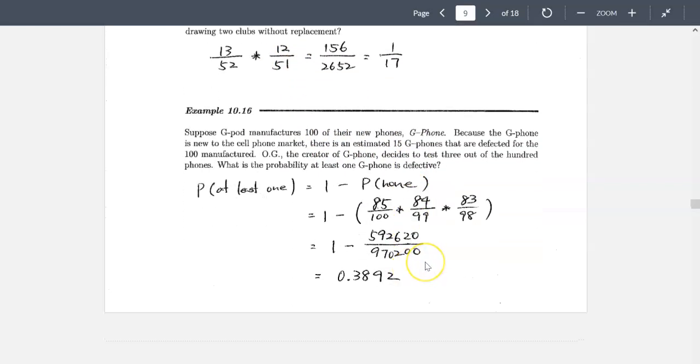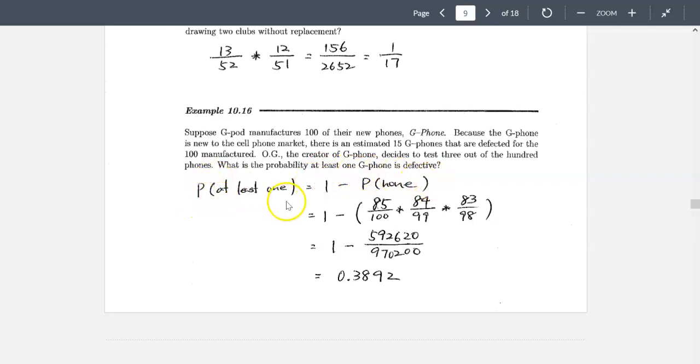Okay, something different from using just cards. Suppose G-Pod manufactured 100 of their new phones, the G phone. Because the G phone is new to the cell phone market, there's an estimated 15 G phones that are defective of the 100. So 15 out of 100 is defective. Now, they want to test 3 out of the 100 phones. What's the probability at least one phone is defective?